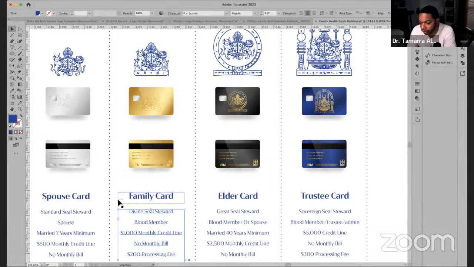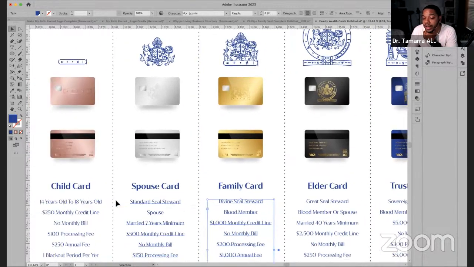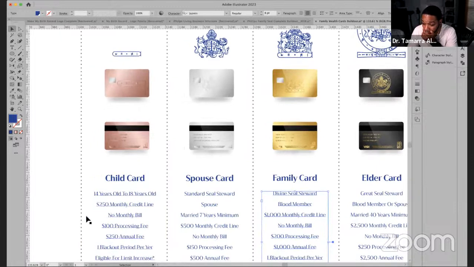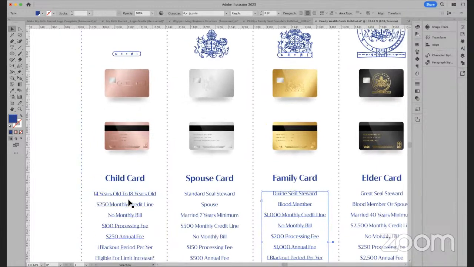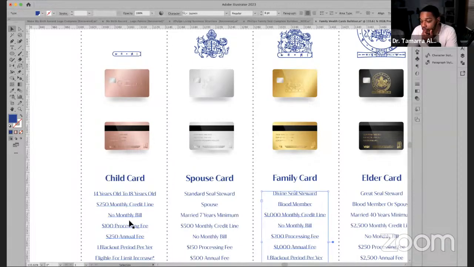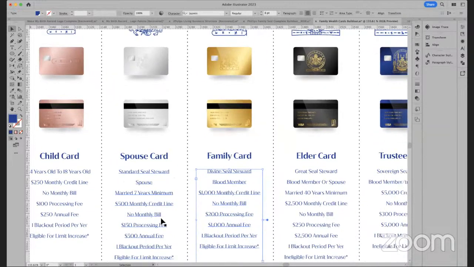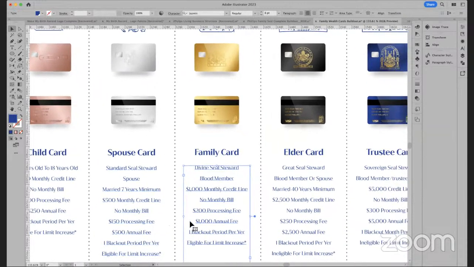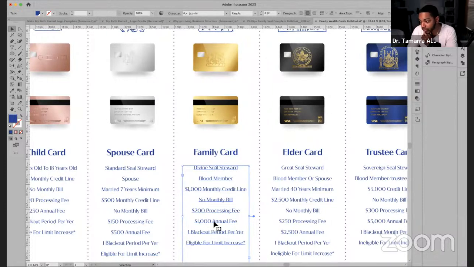Standard minimum. Married 7 years minimum. Oh, that's the spouse card. Boy, I thought that was a child card. I was about to say, boy. And between 14 and 18, you get a card. So there's a $1,000 annual fee. When I say annual fee, what that is, is 5,000.